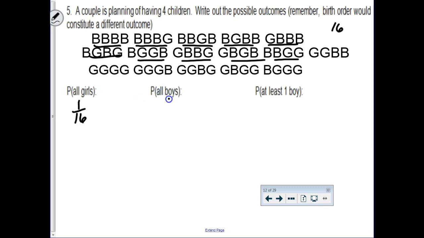Okay, all boys. She usually loses interest by now, though. So at least 1 boy. Well, now that's a bit of a problem. I could go through and circle all of the combos here that have at least 1 boy, or can we just say this is the only one that doesn't have a boy, which means all of the other ones do have boys. So that would be 15 out of the 16. That was a little quicker.